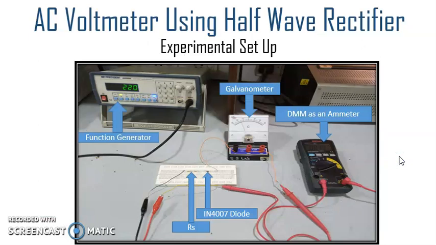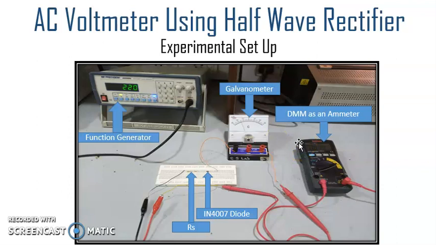So we'll make use of this RS to construct the practical circuit. This is how the experimental setup will look. This is the function generator. This function generator has been connected to RS, and this RS is in turn connected to the diode, which is acting as a half wave rectifier. This is then connected to a PMMC or galvanometer, and for our cross checks, we have taken a DMM as an ammeter and connected it in series.